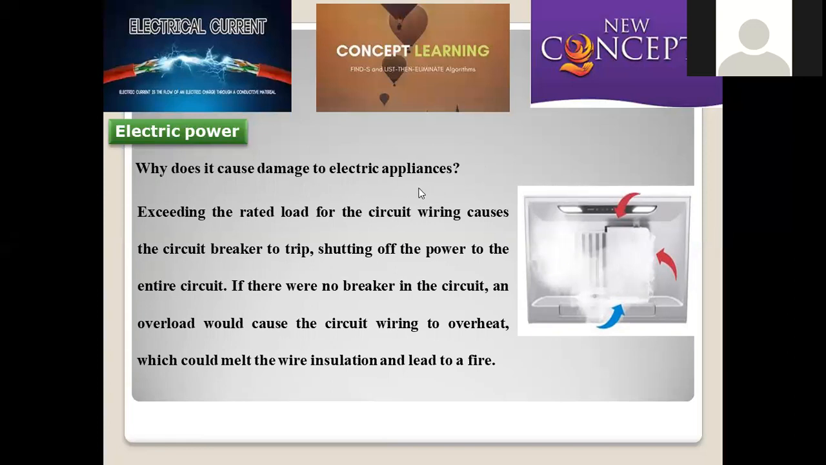When this overload happens, exceeding the rated load of the electrical circuit wiring, it causes the circuit breaker to trip. So whenever a heavy load is possible, breakers are there to stop that circuit, and the over voltage can be minimized. We will be safe from over voltage, and short circuits may be avoided. Such breakers, and even fuse wires, are used to protect against such overloading conditions.